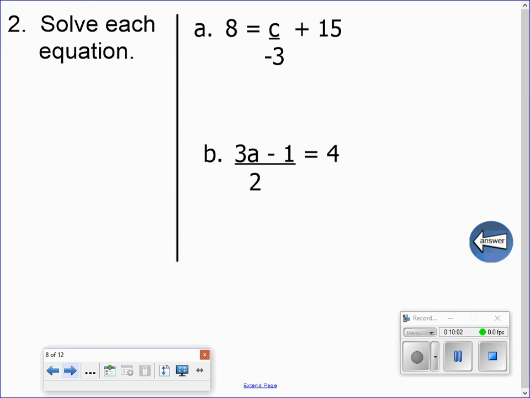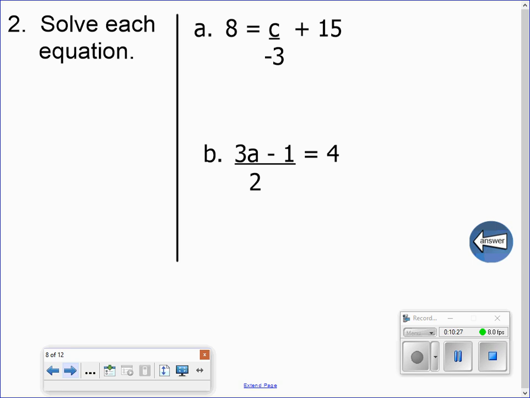All right, we want to solve each equation. So what do we do when we have division in our equation? Well, A and B both have division, but each one is expressed a little bit differently. So let's look at this. Here, because the division is not over both, we're going to focus on getting rid of this 15 first, and then we'll take care of division.